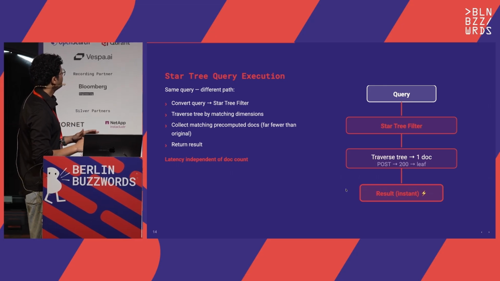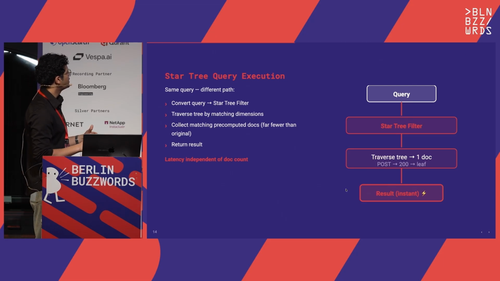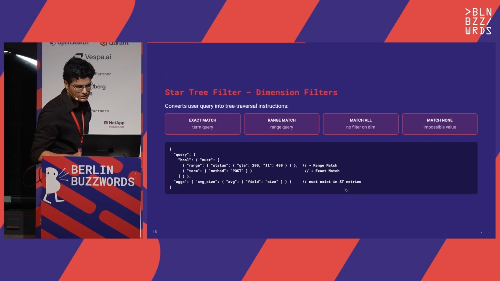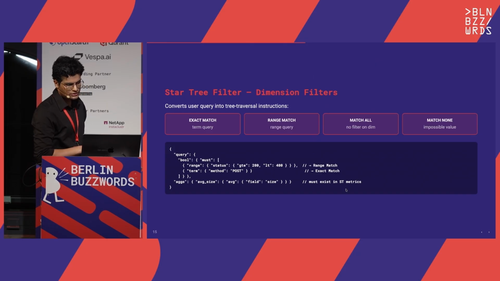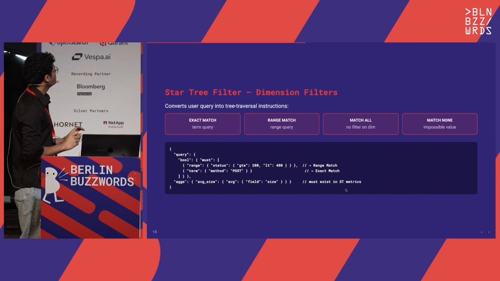So here what we do is that we collect the pre-computed docs, which would be far fewer than the original, and then return the result. Okay, let's talk about it more in the next slide. So now let's say there are four types of star tree filters. Let's discuss the first one. The first one is the terms query.